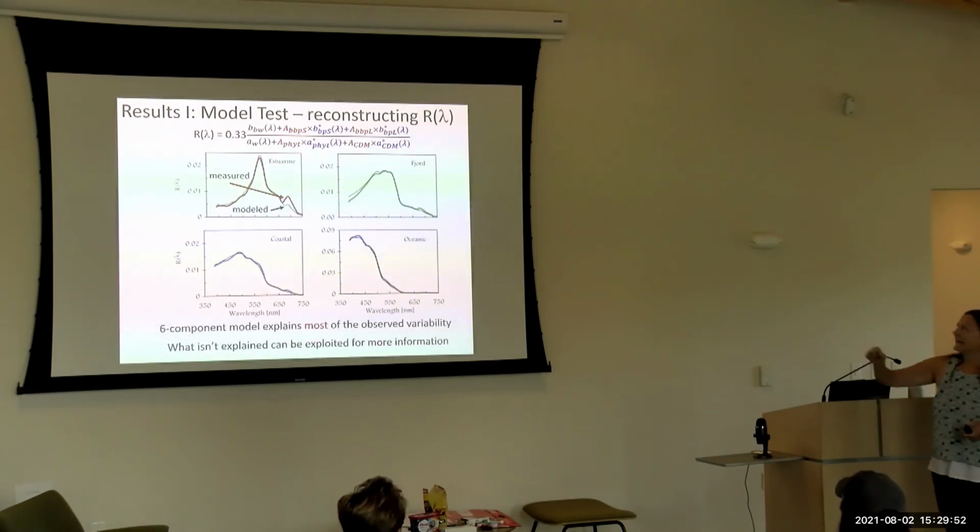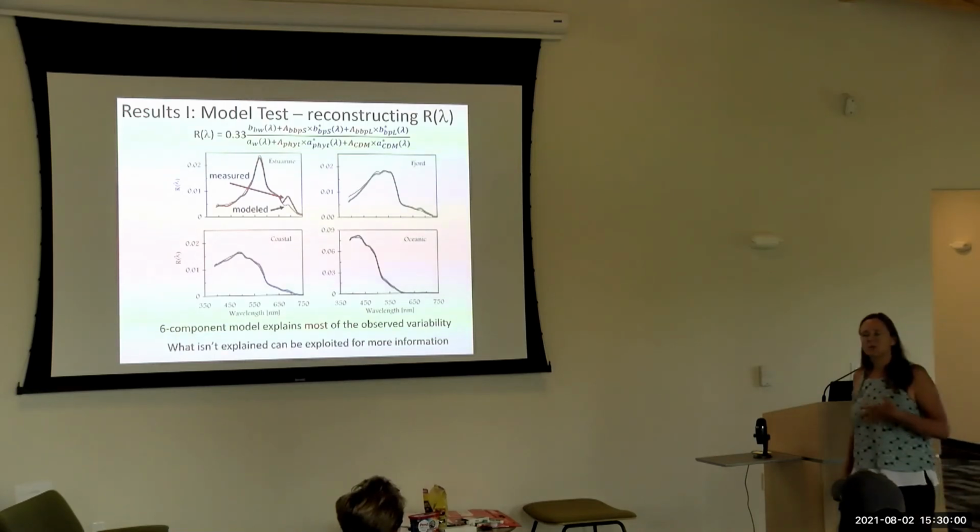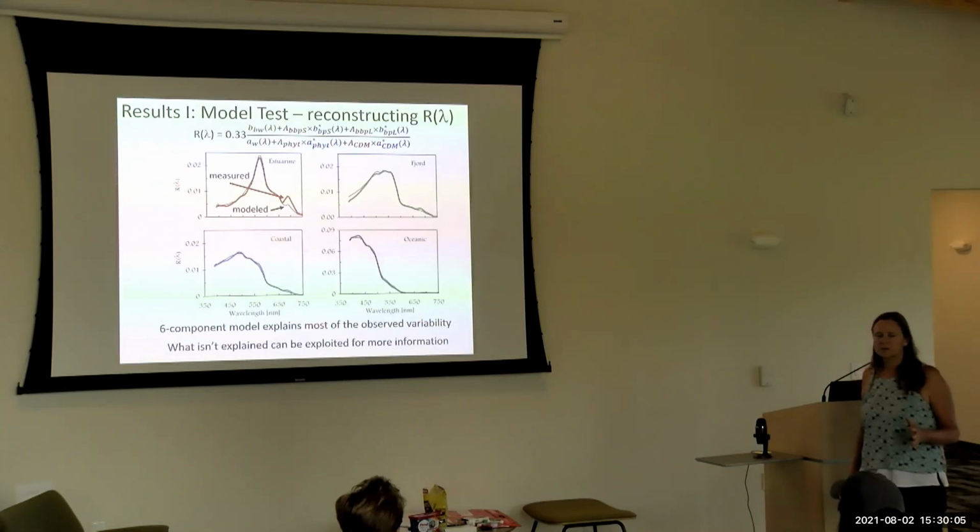It's something like that: the difference decreases exponentially from blue to red. CDOM, it was not a good model for CDOM. CDOM's slope there was much steeper. CDOM dominated the non-algal particles, and so the model underestimated.